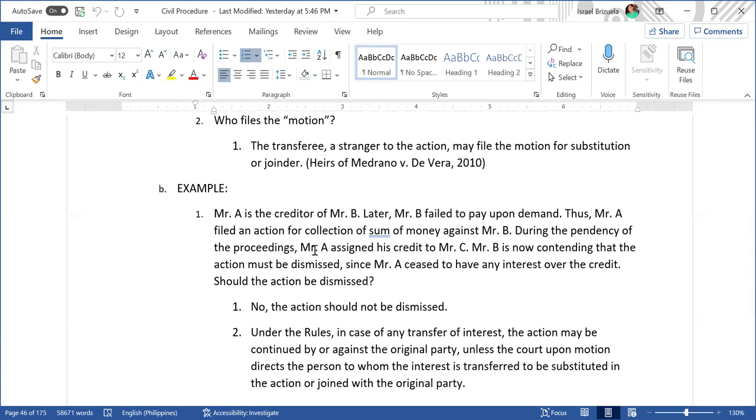A ceased to have any interest over the credit. Should the action be dismissed? No. The action should not be dismissed.